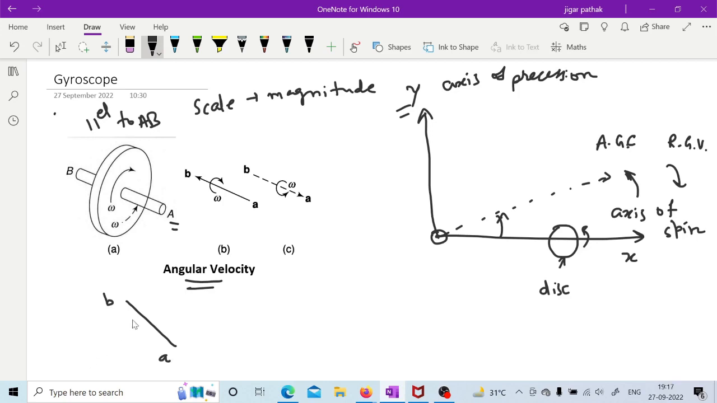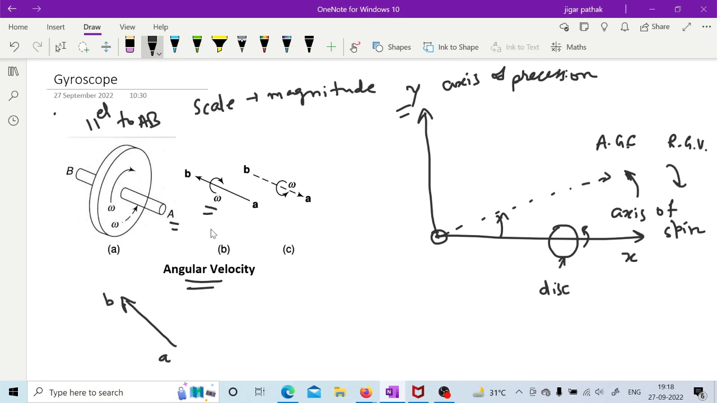Now the remaining thing is the sense of rotation. How will you decide whether it is rotating clockwise or anti-clockwise? This will be decided based on the simple right hand screw law. If you rotate in the clockwise direction, then it will go away from you, and if you go anti-clockwise, then it will come towards you. Here from A, if you are rotating it clockwise, it means it will go away, from A to B. That is why it is mentioned here.